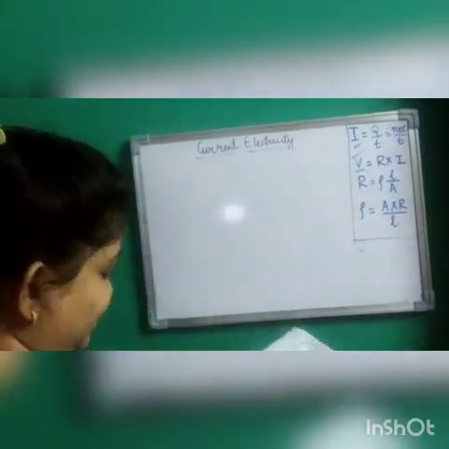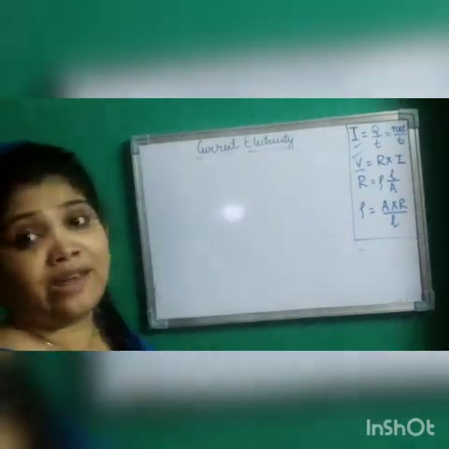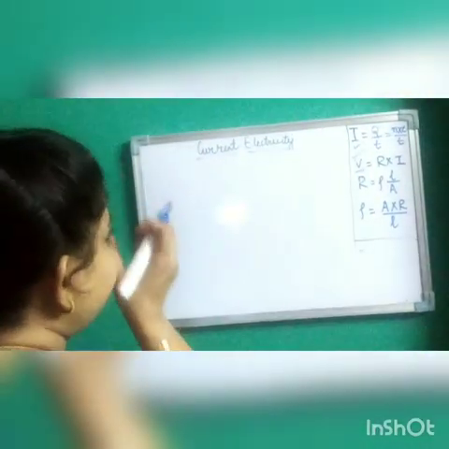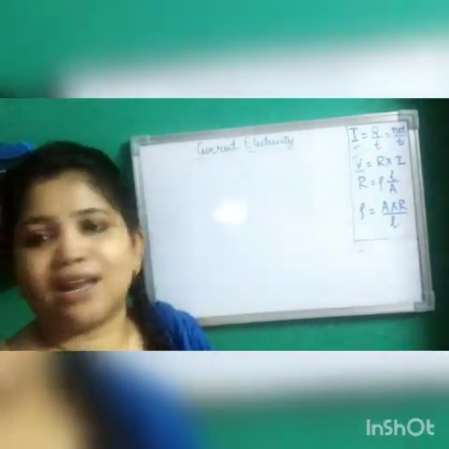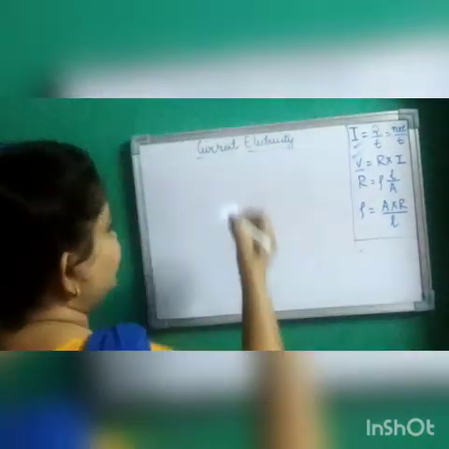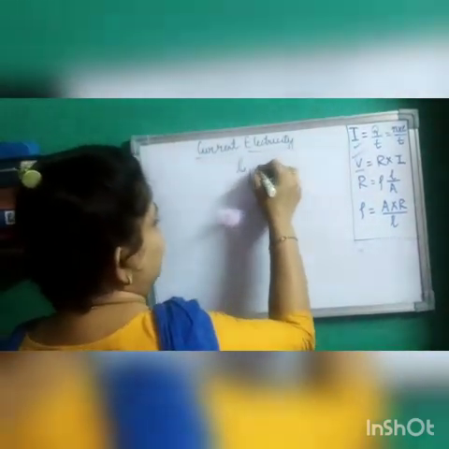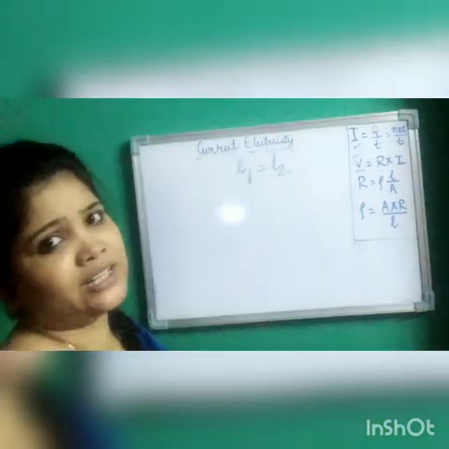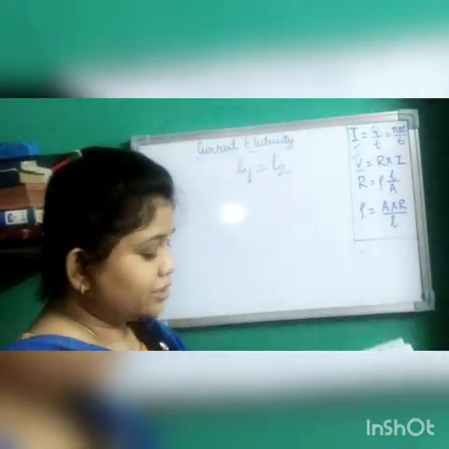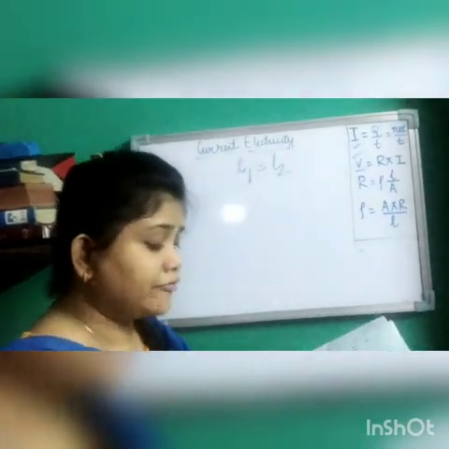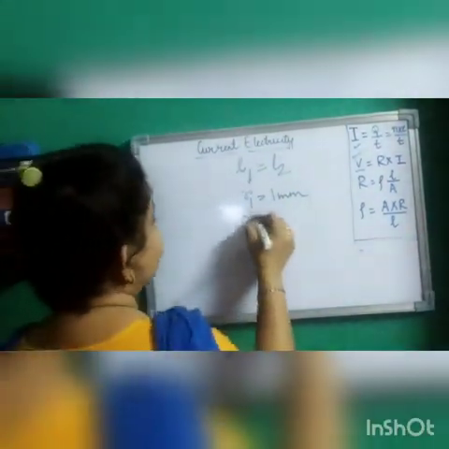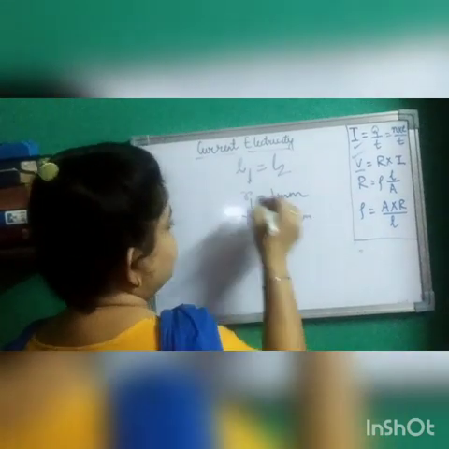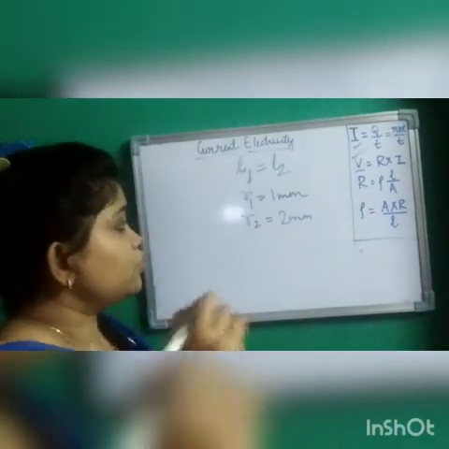Now, sum number 8 tells us that two wires of same material and same length. So, if I take two wires, suppose one wire length is L1 and another wire length is L2. Here it's already told that L1 equal to L2. And what else is given? Same length, have radii 1 millimeter. So here R1 is given as 1 millimeter, and R2 is given as 2 millimeter.